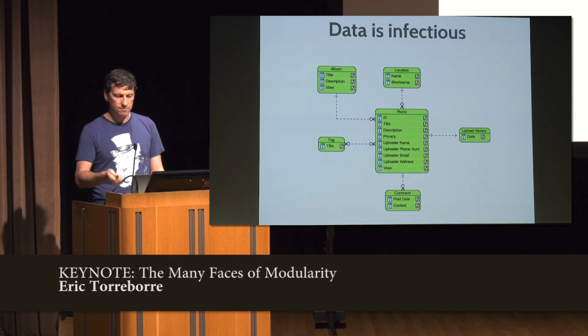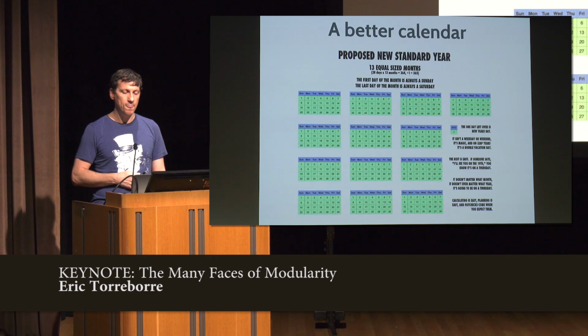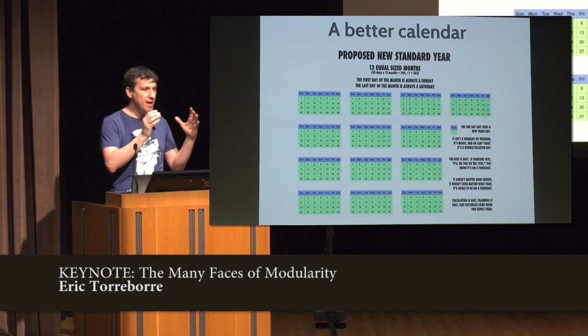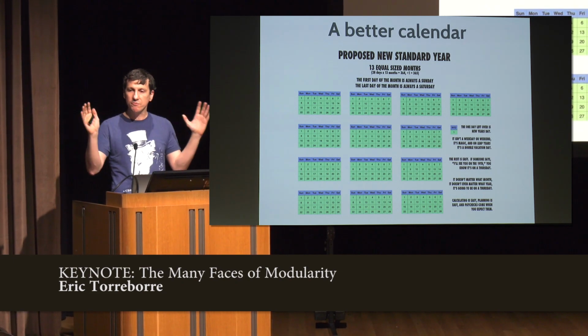It's difficult. Let's take a silly example. But I like this one. It's a new proposal for a calendar. What if we had months in a year where every month had the exact same number of days?